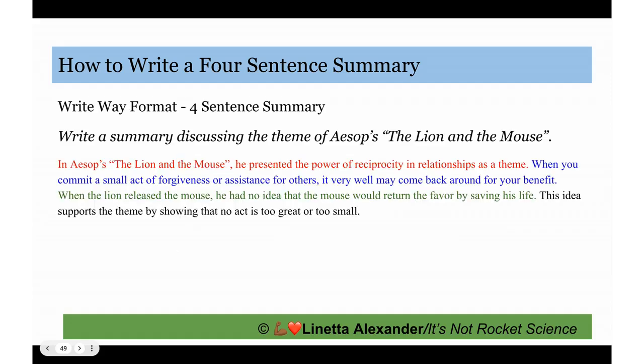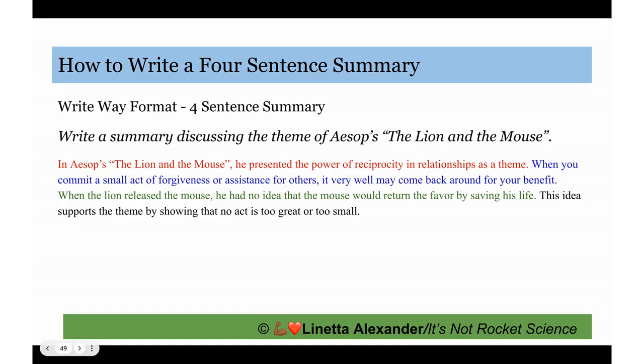Okay. Hopefully, there's no spelling errors this time. Let's put it all together. In Aesop's The Lion and the Mouse, he presented the power of reciprocity in relationships as a theme. When you commit a small act of forgiveness or assistance for others, it very well may come back around for your benefit. When the lion released the mouse, he had no idea that the mouse would return the favor by saving his life. This idea supports the theme by showing that no act is too great or too small. All right? No act is too great or too small.